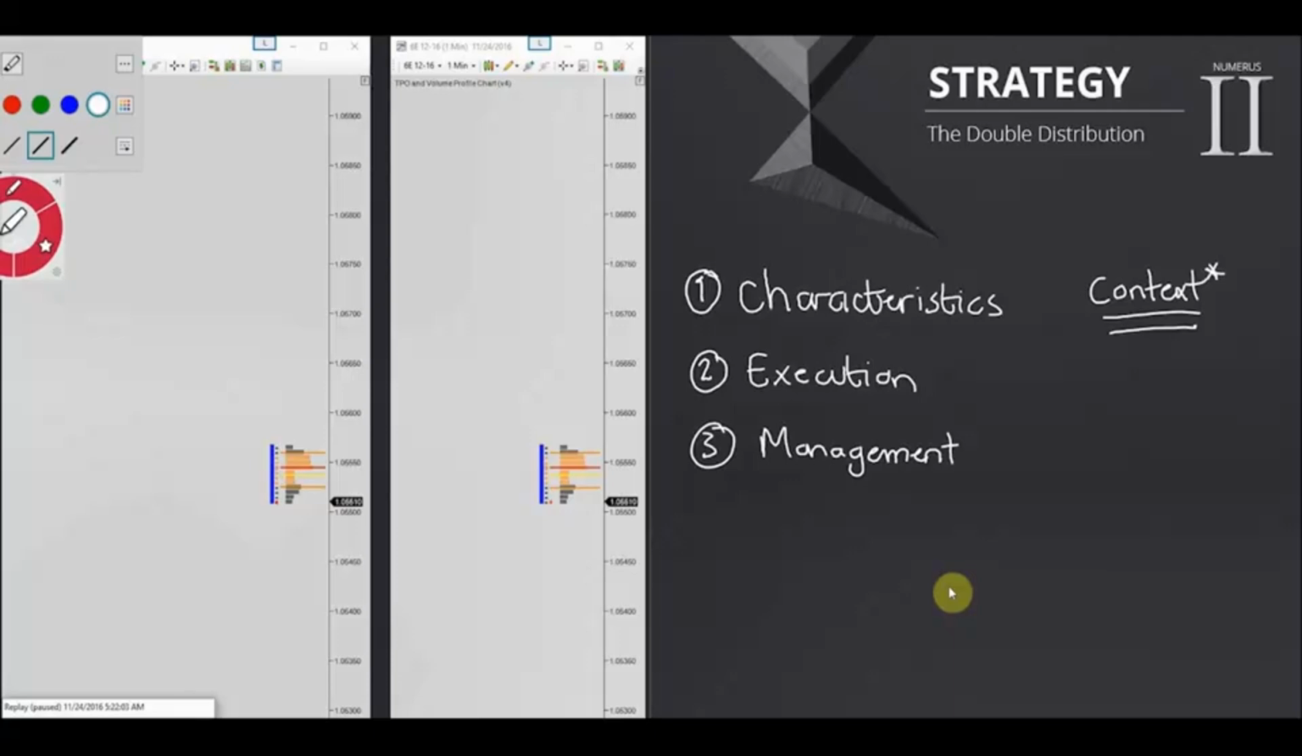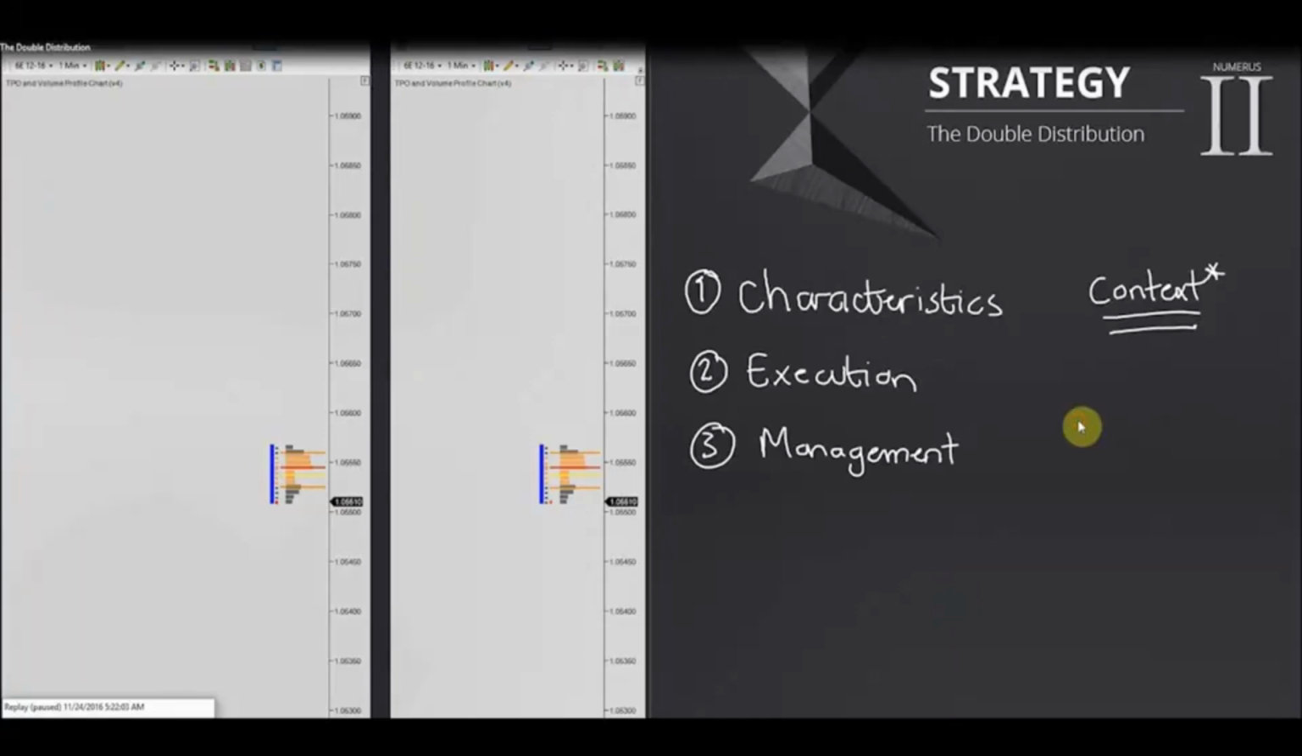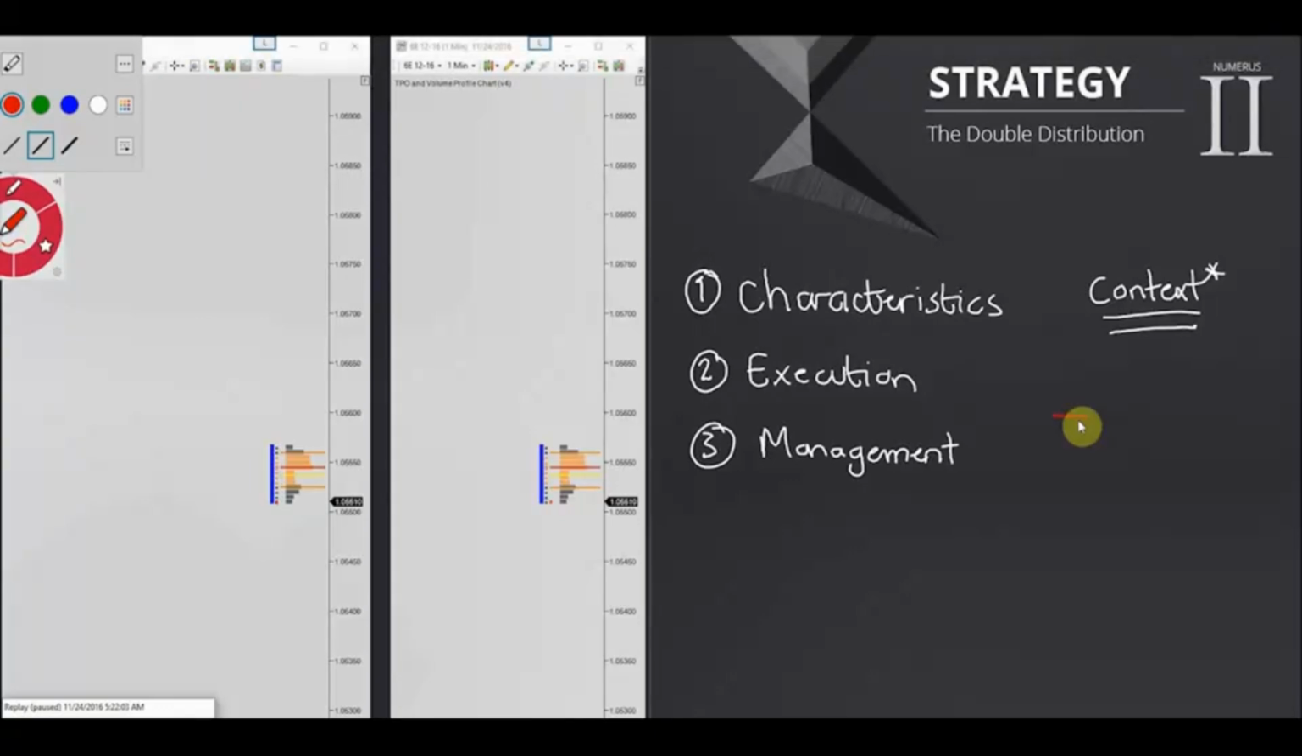Now, what I want to talk about in terms of the context, very simply, is that bear in mind we do have the 3 types of double distribution strategies you can find. So the first and foremost was when we spoke about a double distribution that occurs over a number of days. This is the example we're going to talk about in this euro-dollar example, but this is the first example we spoke about as we went through the double distribution strategy.